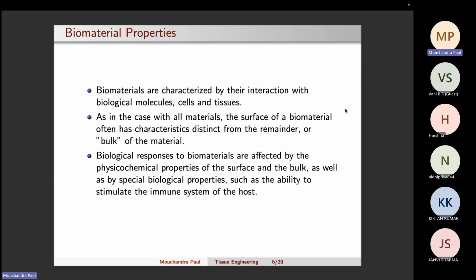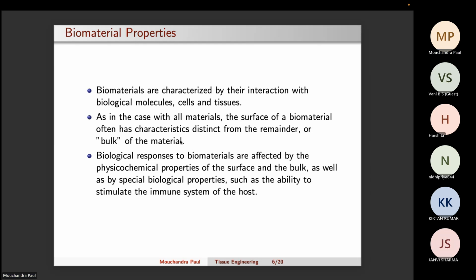As is the case with any kind of material, it is the same for biomaterial as well. We have to see that there is a surface of the material, and there is the bulk of the material. Bulk means the core of the material, and the surface is what you see on the faces and the edges. The surface characteristics are always different from the bulk characteristics. So people study both the surface characteristics as well as the bulk characteristics when they are trying to understand a particular biomaterial.